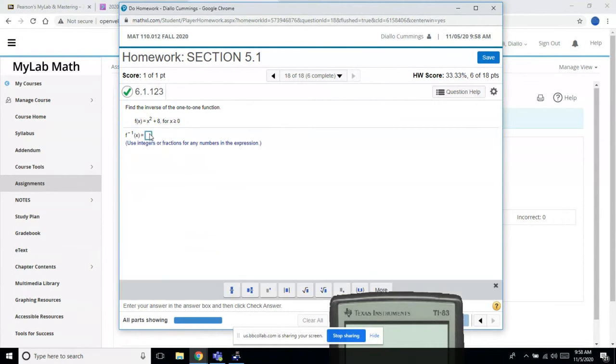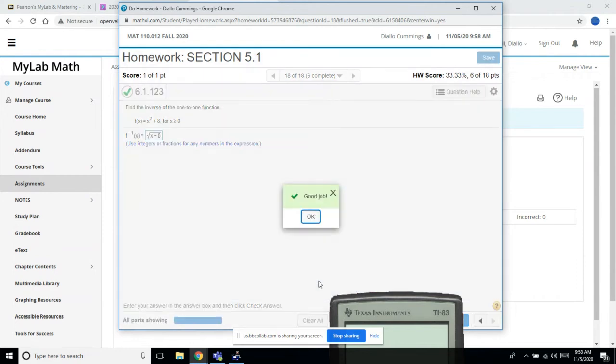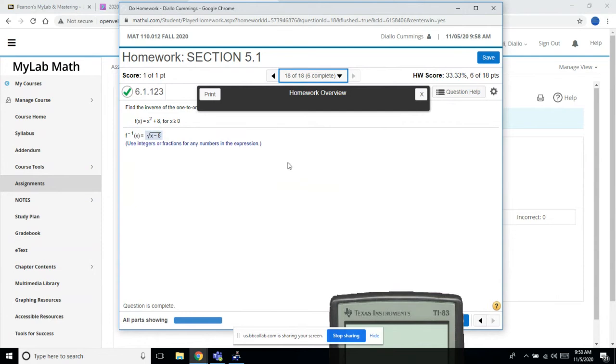All right, so I'm going to put that in. Notice they already give us the inverse symbol. This is the square root of x minus 8. All right, I also want to backtrack, and we'll take a look at problem number 8.